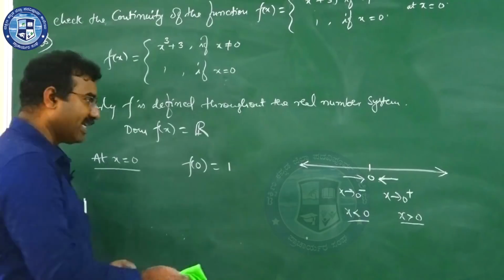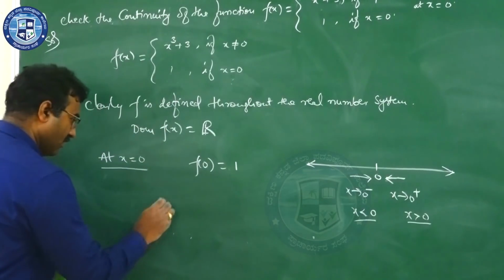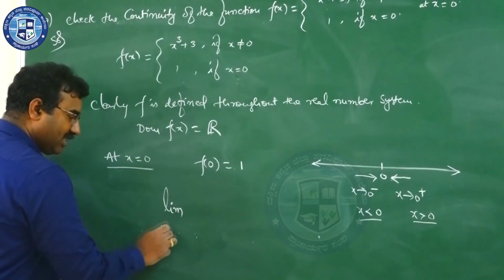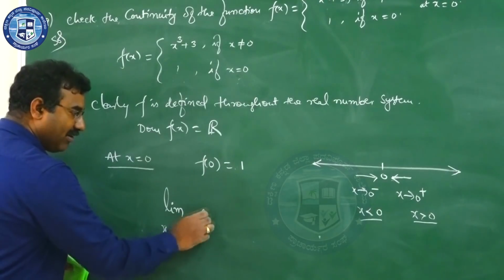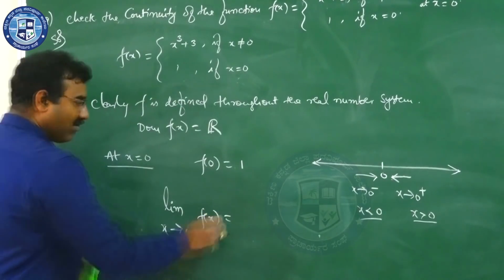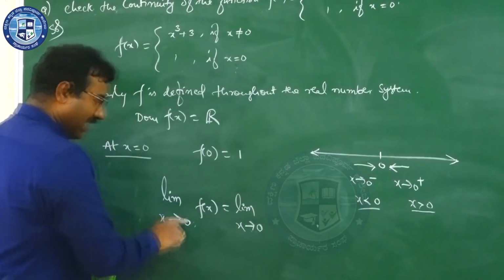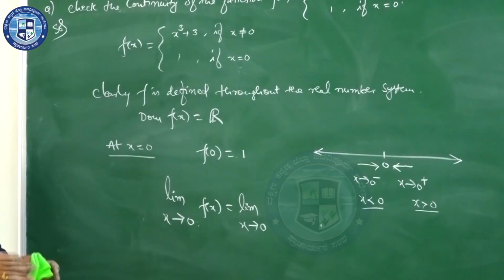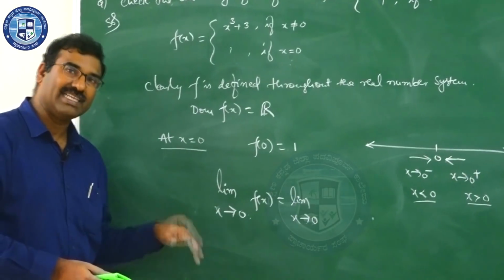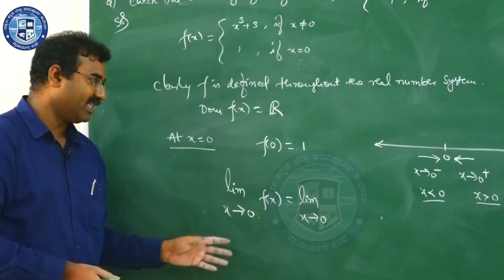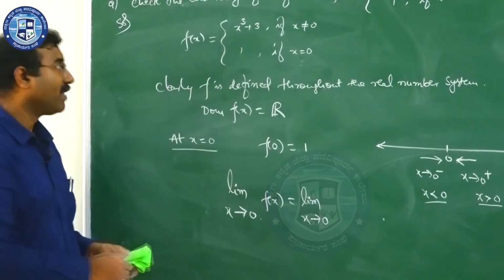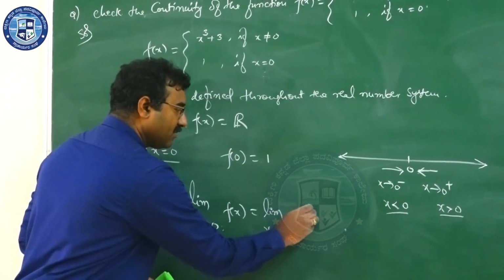Straight away, you work out limit x tends to 0, f(x), which is equal to limit x tends to 0. See, I did not write 0 plus or 0 minus here. Approaching 0 means either from left or right, whatever it may be. So, what is the function now? x cube plus 3.